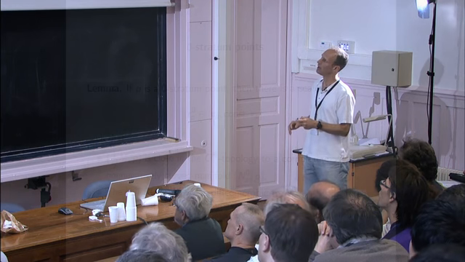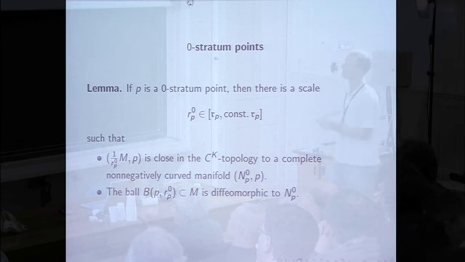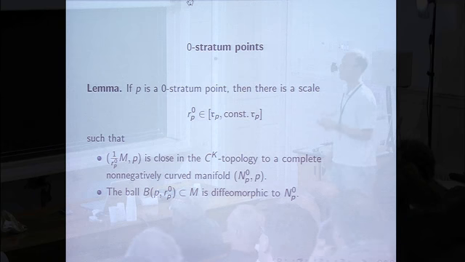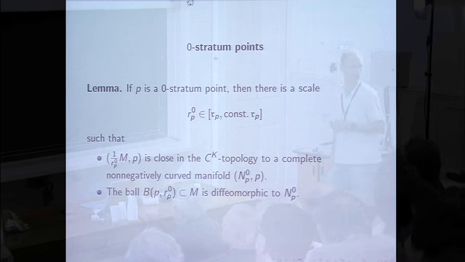And at that scale, the object is close to a non-negatively curved manifold, which is no better than what we had before, except you have an additional feature. I have a superscript here because this model manifold will probably be different from the NP we considered before. What you know is that the ball of radius R0p is actually diffeomorphic to this model manifold. And this is useful because we have a topological classification of complete non-negatively curved manifolds. Okay?